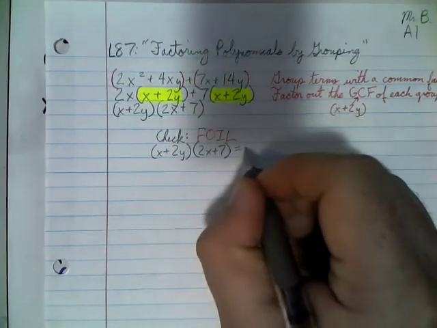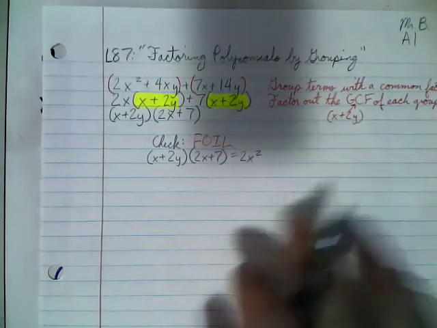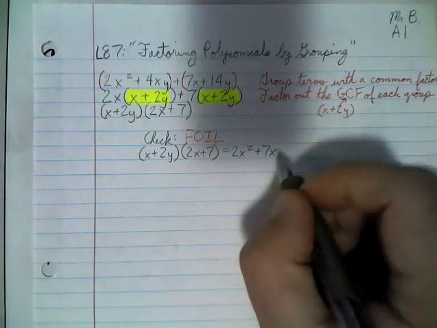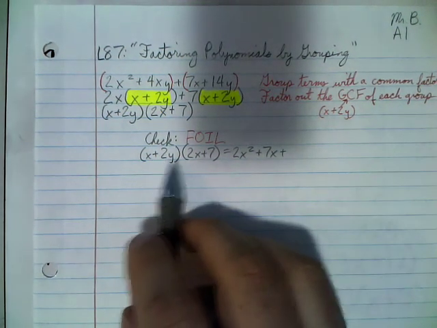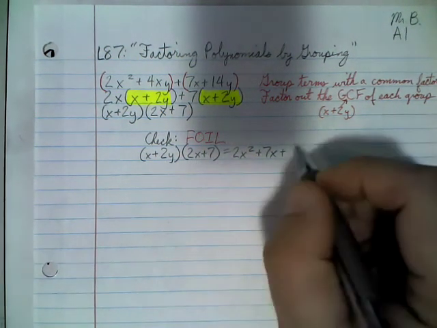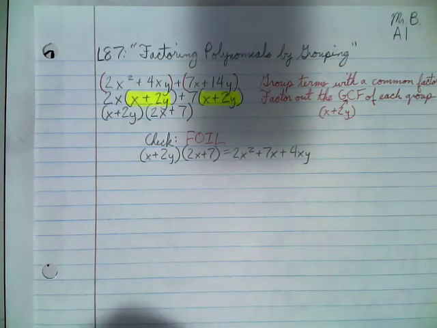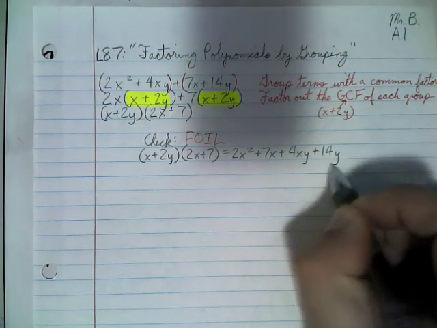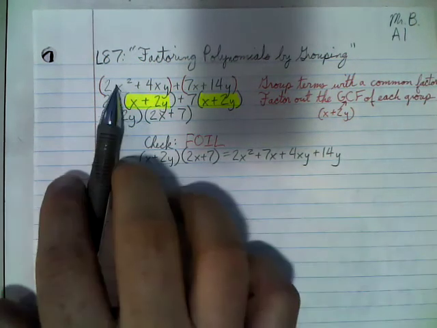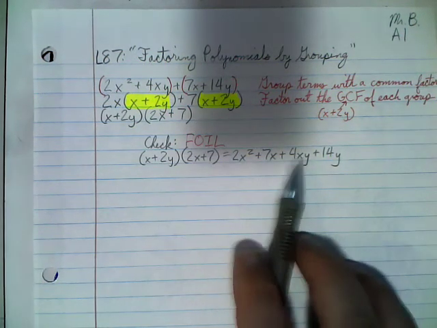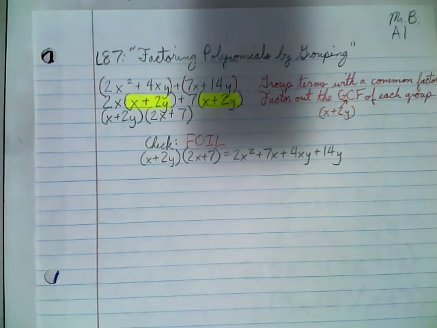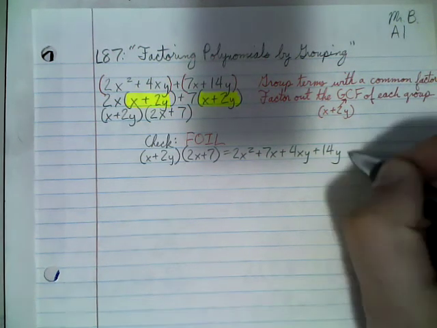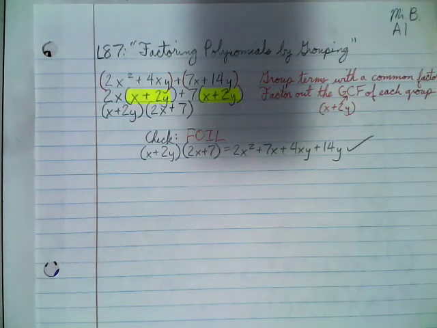So x times 2x gives me a 2x squared. That's my first. Now my outsides, x times 7 is 7x. My insides, 2y times 2x is going to be 4xy. And then my last, 2y times 7 is 14y. Now this isn't exactly that. However, quick little commutative property of addition, and it's exactly that. So I don't really need to show that commutative property. So at this point I would just check, say yep, it checks out.